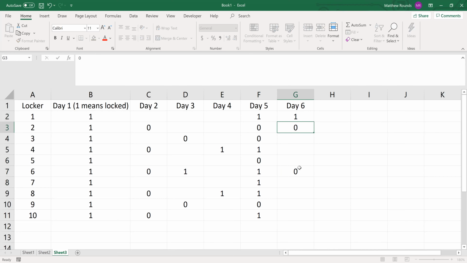And now day 7. The only one that's affected is the one on day 7, this one right down here. So it was a 1. Now it's a 0. And all these other ones stay the same, so I'm just going to copy them over.